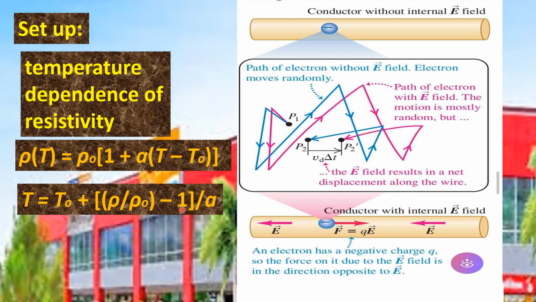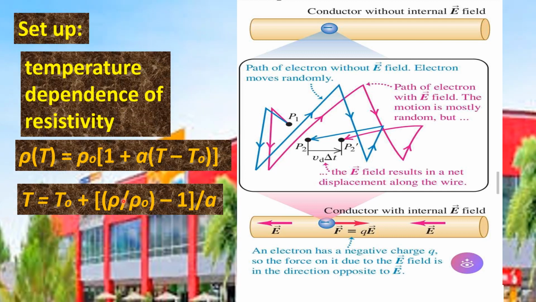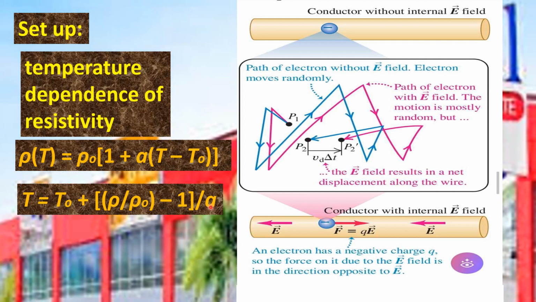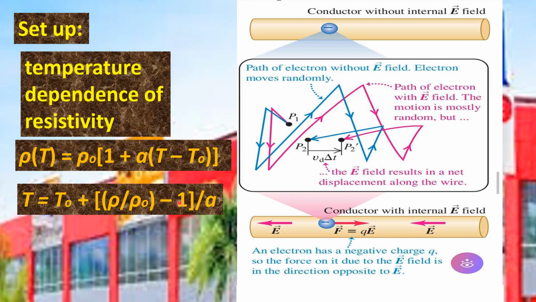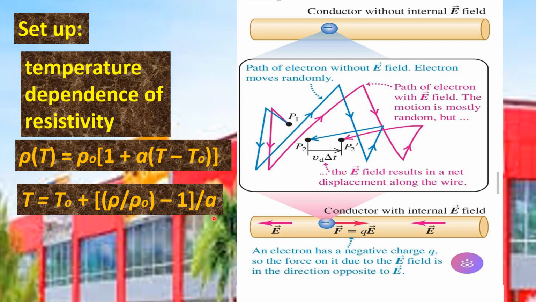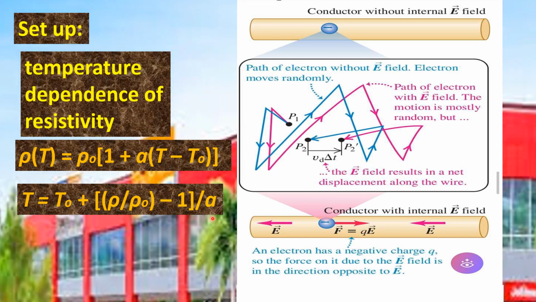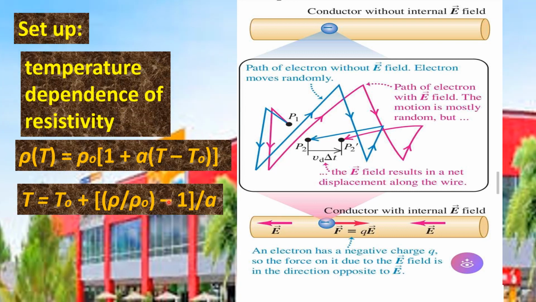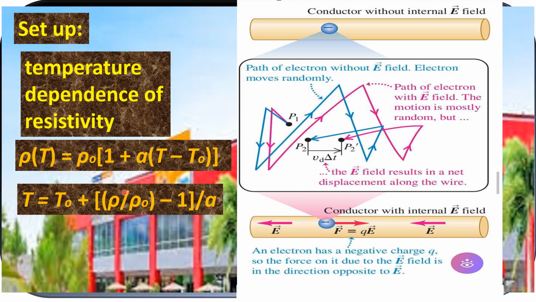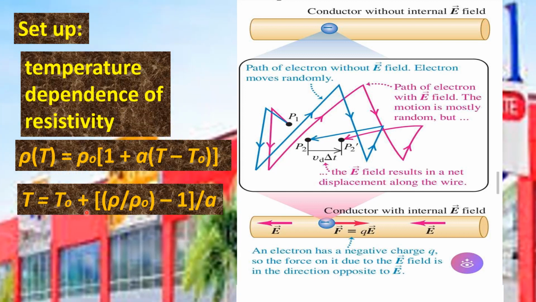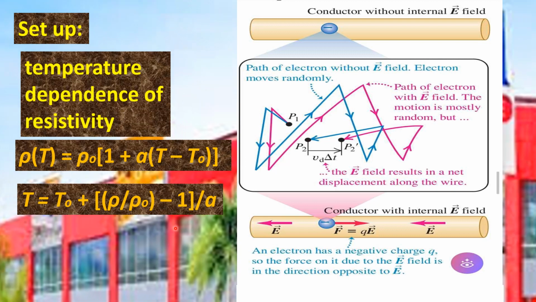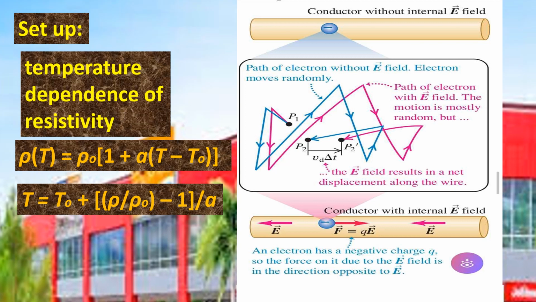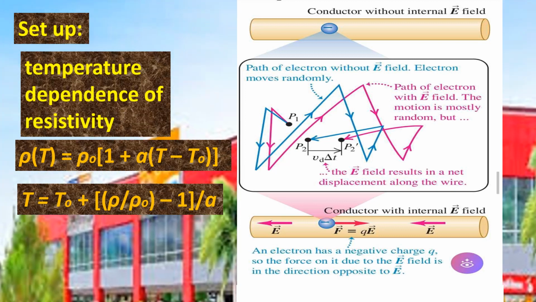where 1 is to be deducted from the ratio of rho over rho naught. And then the number inside the bracket has to be divided by the constant alpha before the whole thing inside the bracket divided by alpha will be added to T naught. That is how we go about determining the final temperature, capital T.